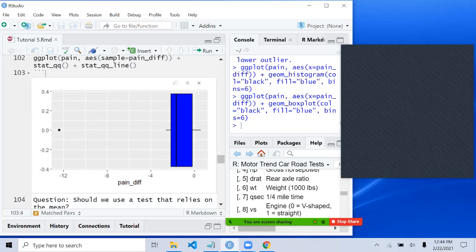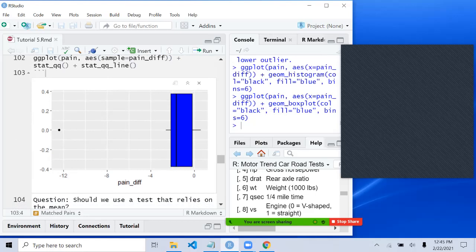Now this is the issue. The t-test again is relying on the mean, but have a look and see that we have this huge outlier that's going to pull the mean downwards. And what are the ramifications of this? The ramification is that it's going to look as if the mean difference in pain is far from 0.